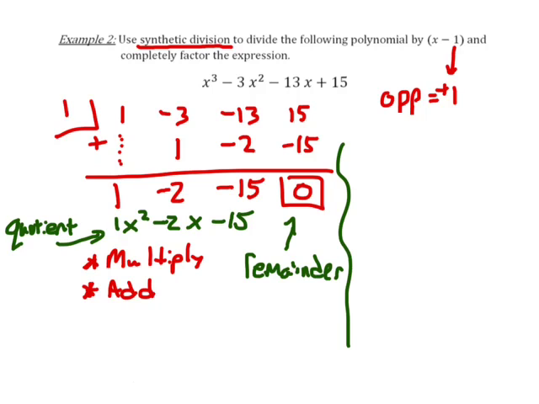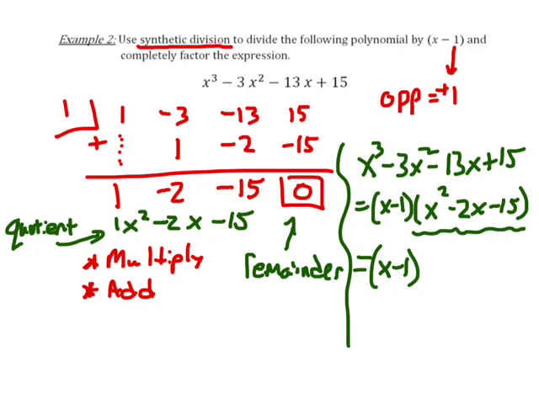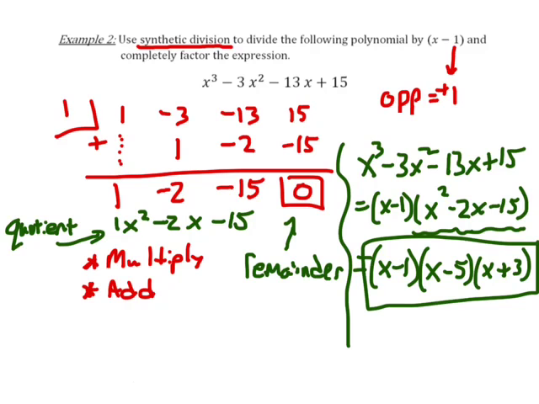Once again, we just found out that this polynomial, x cubed minus 3x squared minus 13x plus 15, is equal to x minus 1 times this polynomial right here, x squared, we obviously don't need the 1 in front, minus 2x minus 15. We're not quite factored yet. We need to factor this part. Two numbers that add to negative 2 and multiply to negative 15 are negative 5 and positive 3. And we have now completely factored this expression.